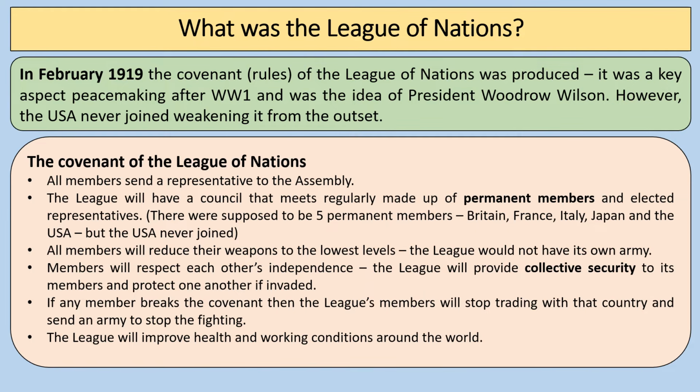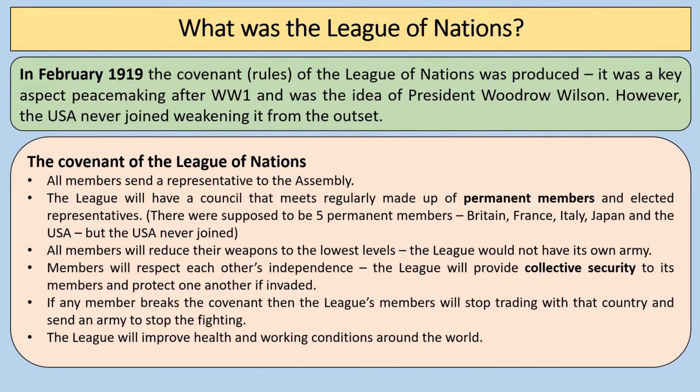It had a covenant, which is basically the key rules of the League of Nations, how it would work. And the idea was that all members should send a representative to what was called the Assembly of the League of Nations, which would meet once a year. The League also had a council, and the idea would be that that would meet regularly and would be made up of permanent members and then elected representatives. Now, initially, there was supposed to be 5 permanent members, which would have been Britain, France, Italy, Japan, and the USA. But of course, the USA never joined, so there were only 4 permanent members in the actual League of Nations.